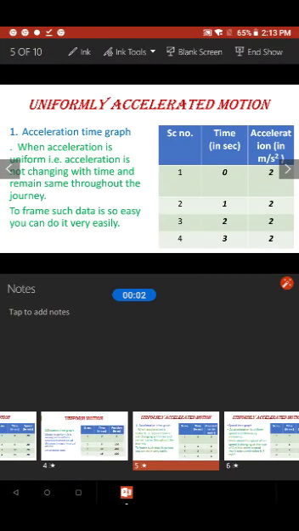Hello students, let us start today's lesson with uniformly accelerated motion. Let us represent graphically uniformly accelerated motion.